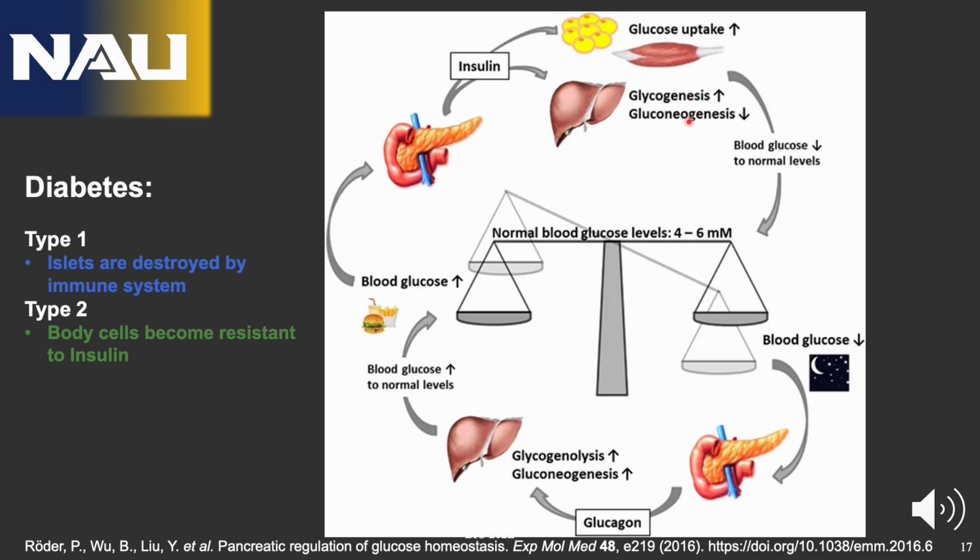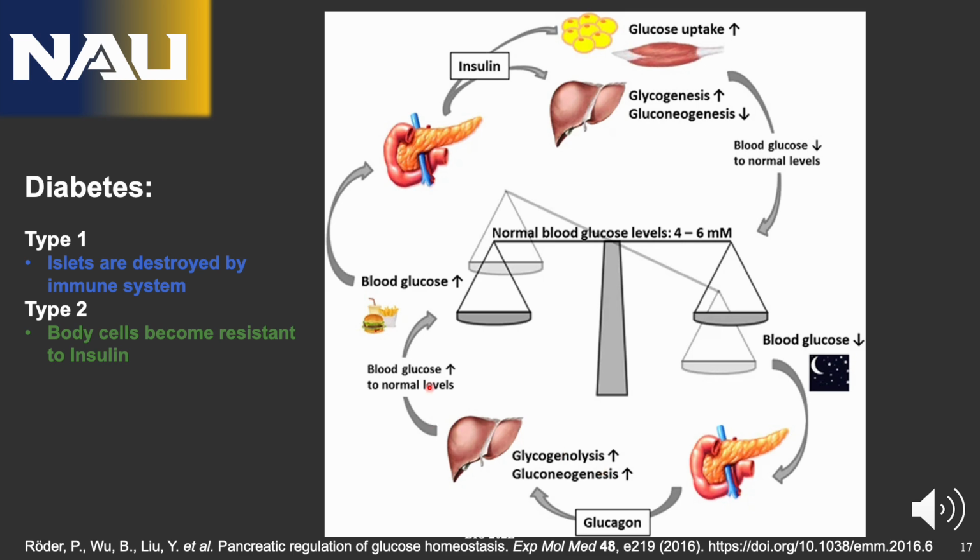Then our blood glucose levels go down, which tells our pancreas to release glucagon, which will stimulate glycogenolysis, which breaks down those glycogen deposits we made, and gluconeogenesis, which promotes the synthesis of glucose in our tissues. Then our blood levels go back to normal. So that's the cycle.